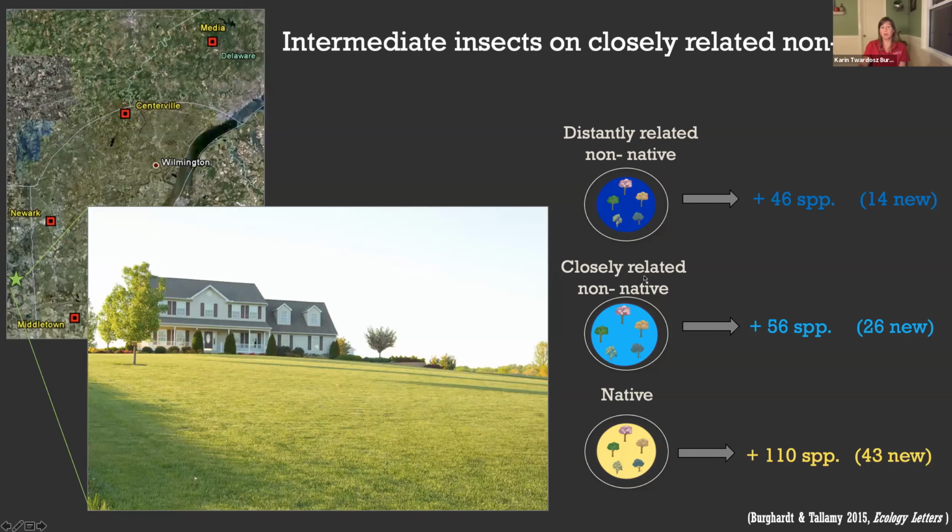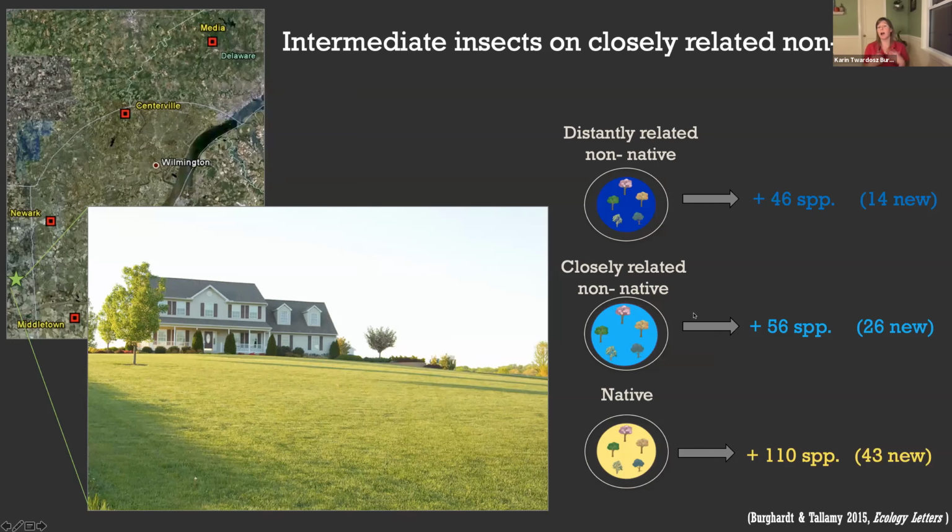If we look at a closely related non-native garden, so these are those similar non-natives, so Prunus serrulata, for example, or Tilia species, these supported on average 56 species, and 26 of them would be new things. So these closely related non-natives are supporting a bit more of a diverse community than the distantly related non-natives.